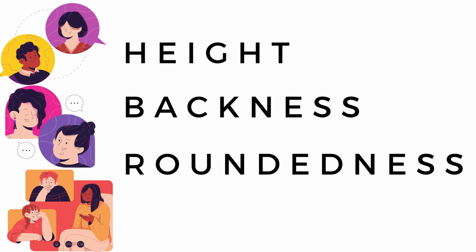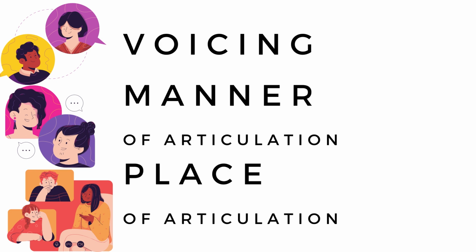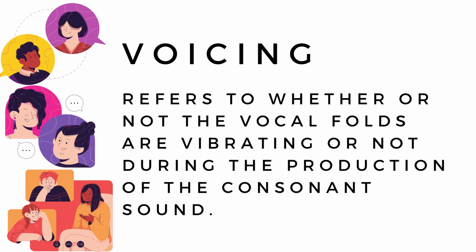In our previous lesson, vowels are classified or grouped according to tongue height, tongue advancement or backness, and the roundedness of the lips. For consonants, they are classified according to voicing, the manner of articulation, and the place of articulation. So let's begin with voicing.